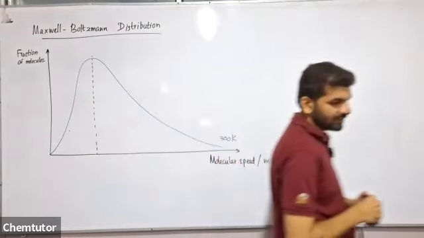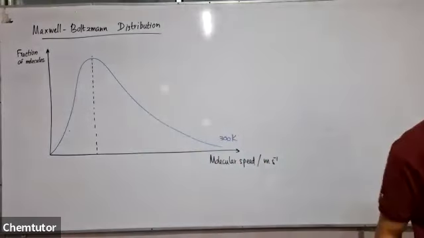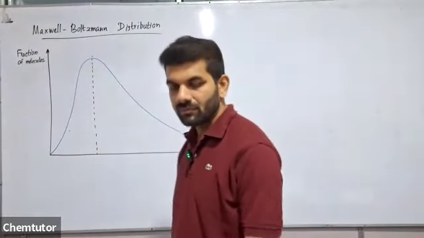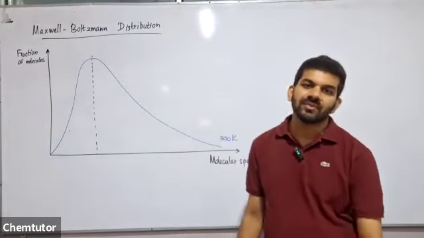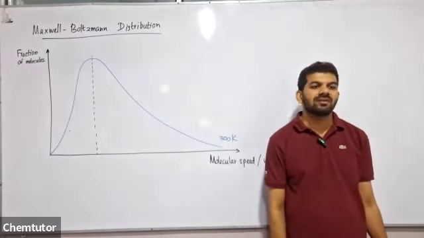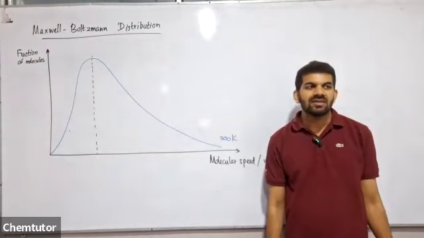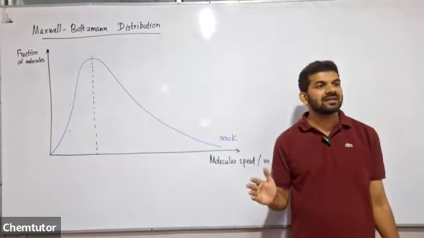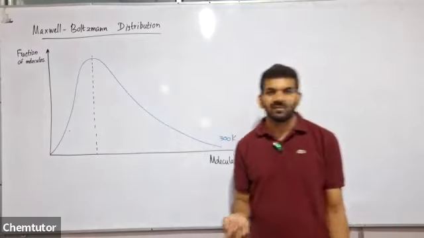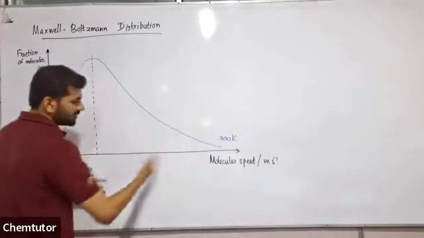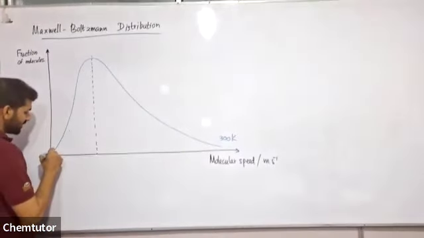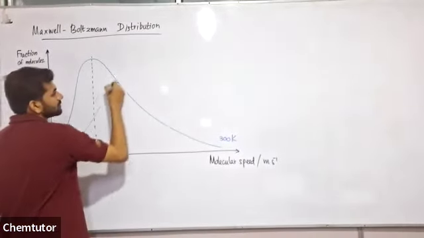And this is at 300 Kelvin. Now usually once we increase the temperature, what will happen? If we increase the temperature, what will happen to the kinetic energy of the particles? They will increase. That means the fraction of molecules that are having higher molecular speeds will increase. So the higher molecular speed is to this side. So what will happen? The fraction of molecules with higher molecular speeds will increase.